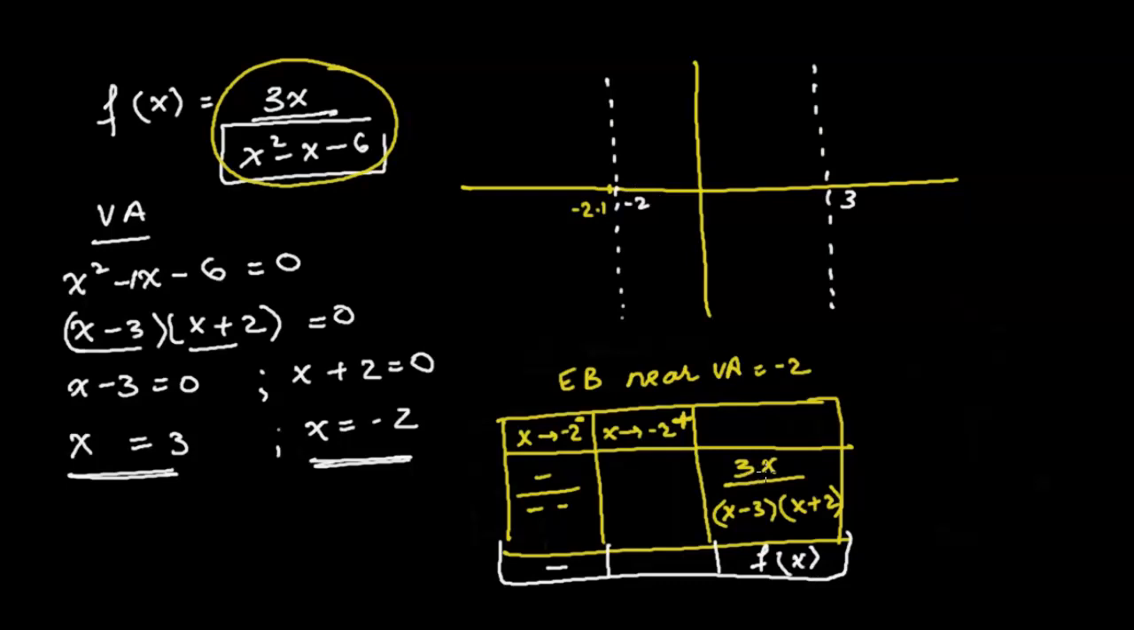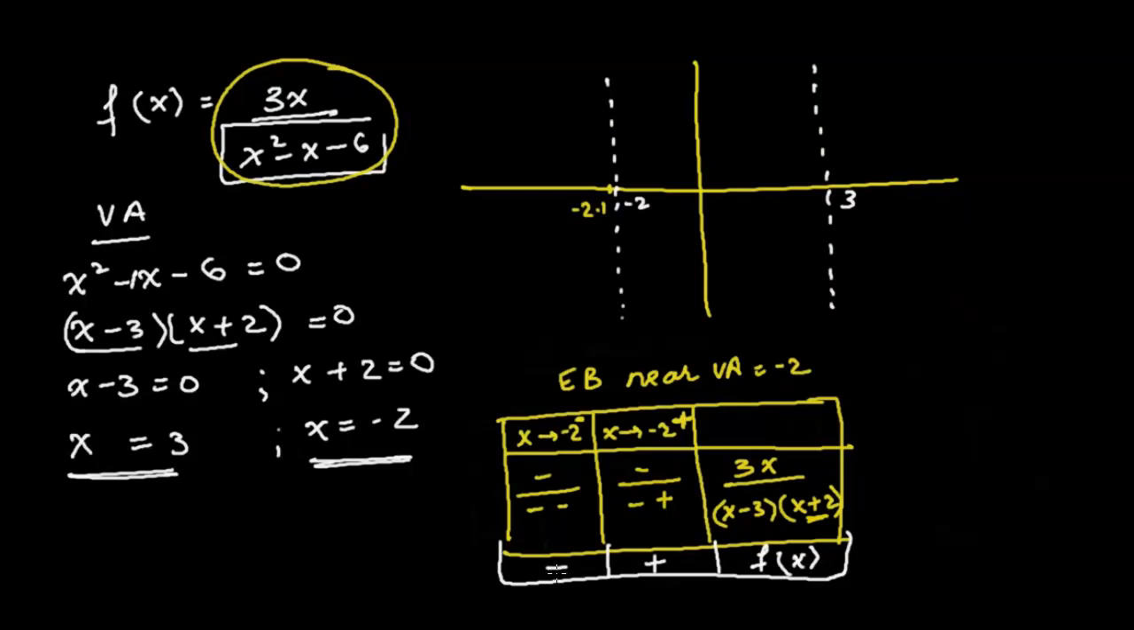When we put -1.9 in the numerator, we get a negative value. When we put -1.9 here, we get a negative value. And when we put -1.9 in this bracket, we get a positive value. An even number of negative signs would give us a positive function. So this is how the function is positive.